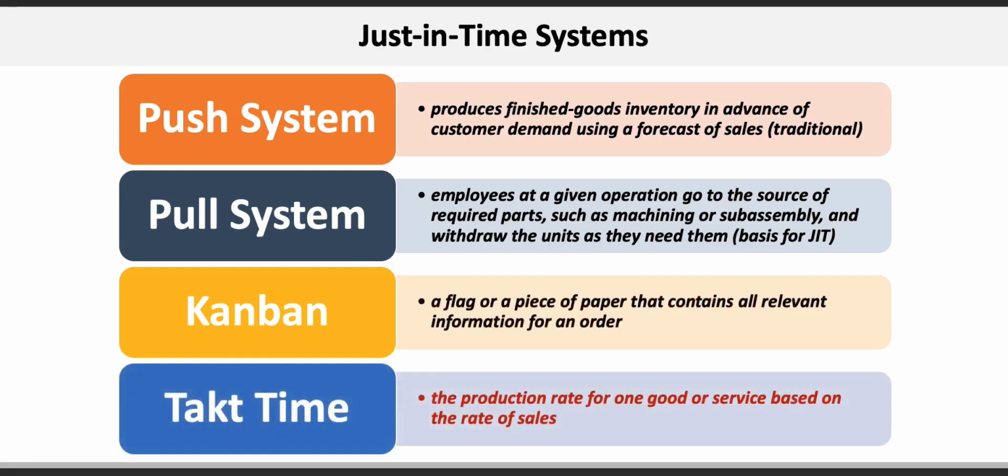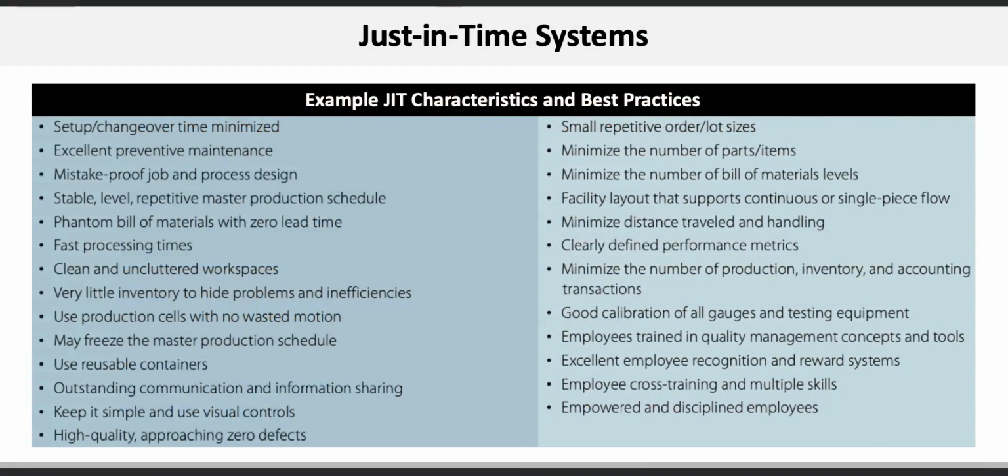The takt time is the production rate for one good or service based on the rate of sales. Takt time is a term widely used in lean operating systems and value stream mapping. Here are some examples of just-in-time characteristics and best practices that include mistake proofing, using reusable containers, good calibration of equipment, and empowered employees, among many others.